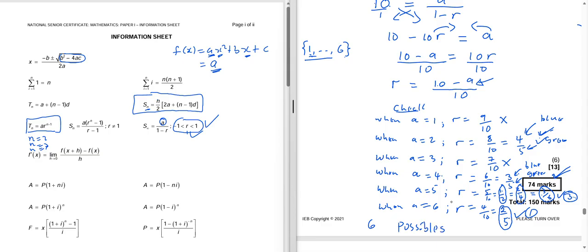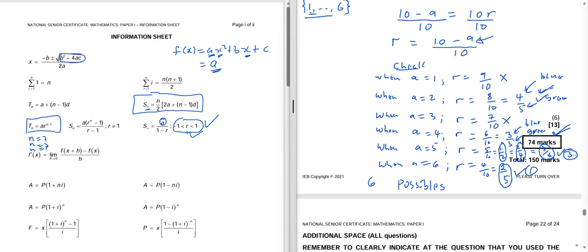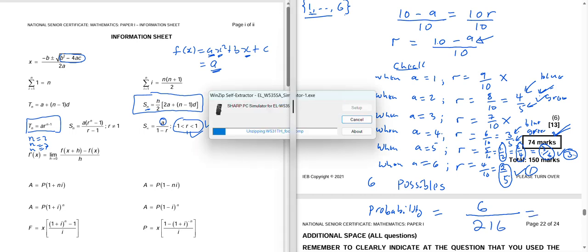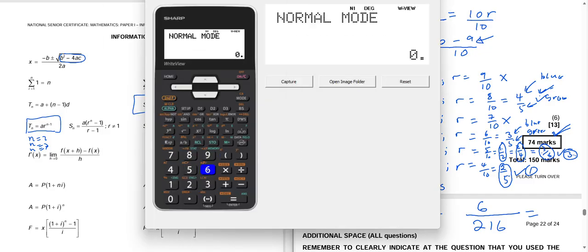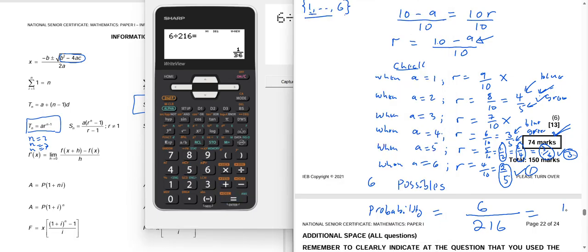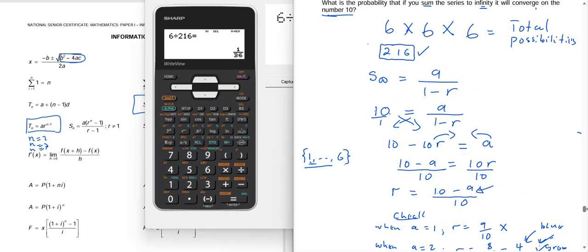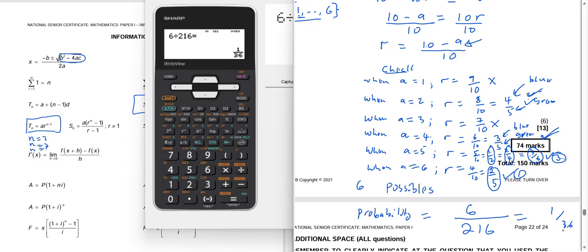of generating a series such that it will sum to infinity of 10. Now that means we are going to have the probability of that happening: it's 6 possible ways over the total possible ways, which is 216. And if you put it in your calculator, you are going to get 6 divided by 216, which is 1 over 36. 1 over 36. We are done.